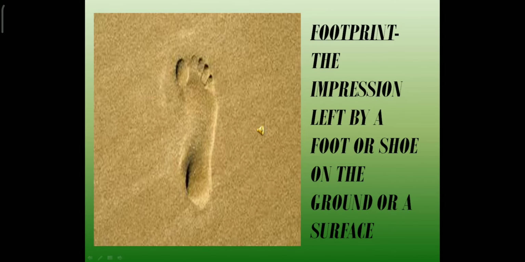Now, the picture that you can see on your screen is of a footprint. And what exactly is a footprint? It is the impression left by a foot or a shoe on the ground or a surface. Okay, and the picture that we can see here is that of a footprint made on sand. Yes, and the footprint that Robinson Crusoe saw was also made on sand.